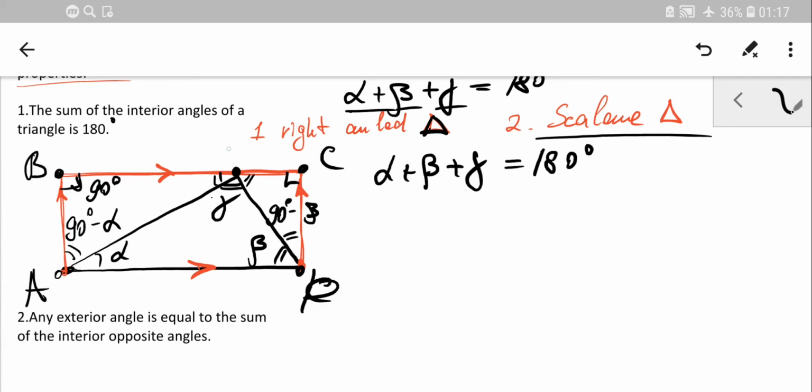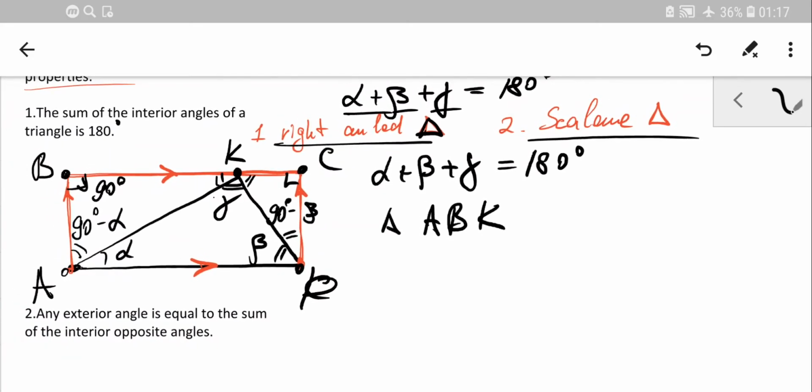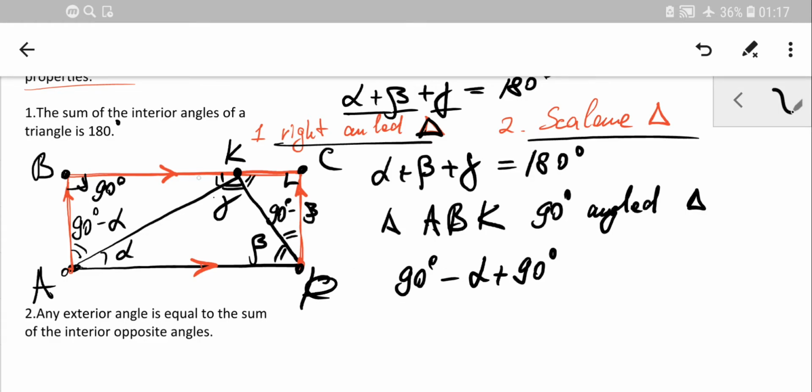Yeah, let's try to do. So we consider a triangle, put a letter K. So let's consider triangle ABK, for which we recently proved for the right angle triangle that the sum of all angles is equivalent to 180 degrees. Yes, so ABK is a 90 degrees angle triangle. So that's why we can apply the following. Angle 90 minus alpha plus angle 90 degrees plus angle, let's mark it x, will have 180 degrees.